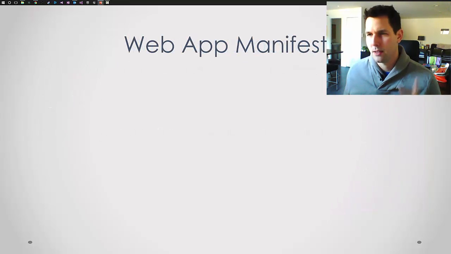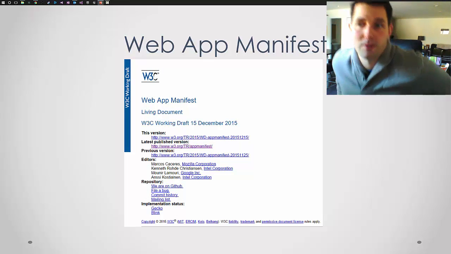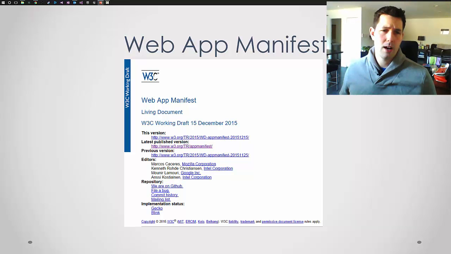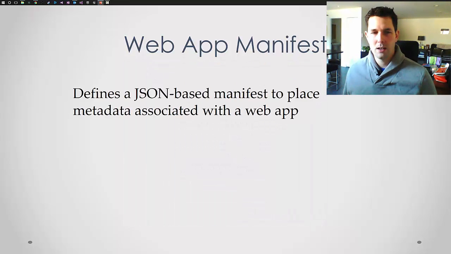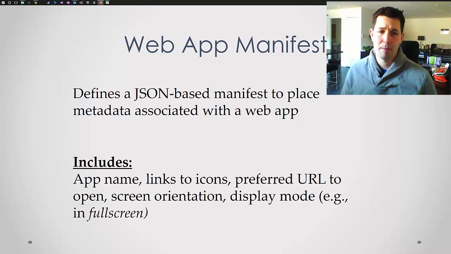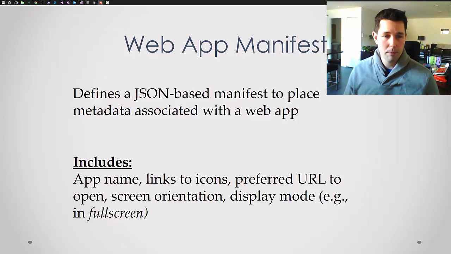So the web app manifest. Let's take a look at what this document actually looks like. Well, again, here's a working draft from December of 2015. So this is about 2 weeks ago. So you can go there and you can get a better understanding of what this document looks like, how it came to be. But essentially it defines a JSON-based manifest to place metadata associated within an app. So again, that's things like the app name, links to the icons, the preferred URL to open.